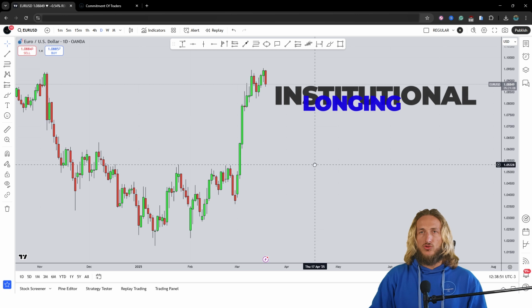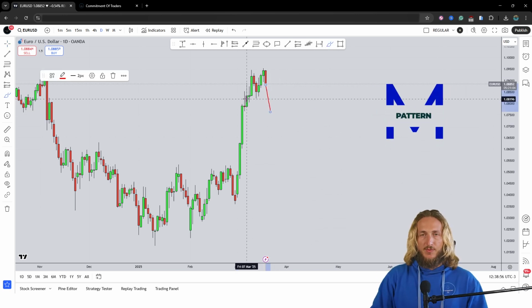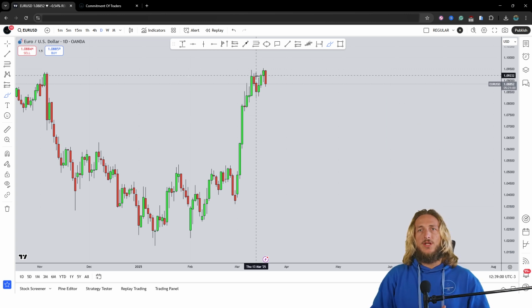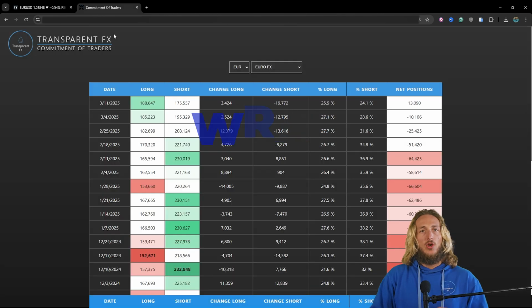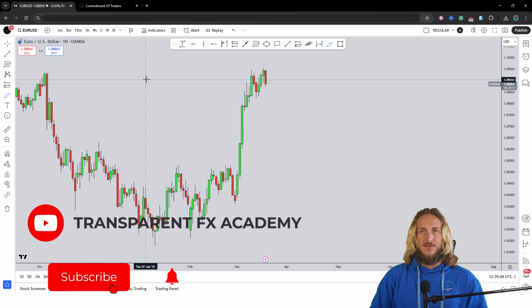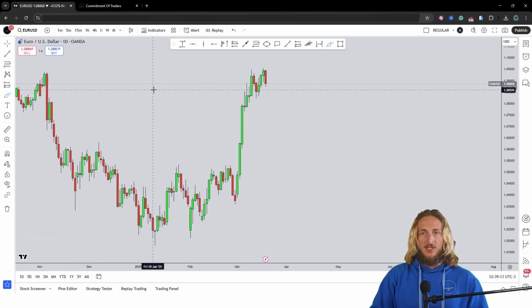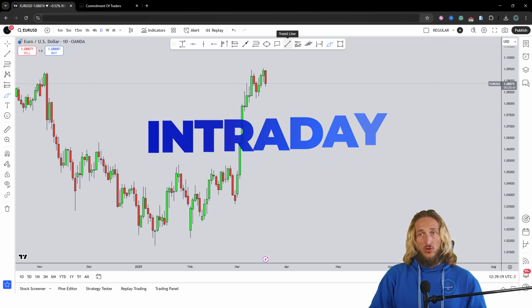So if the market creates this M pattern, what would I expect? Well, first of all, as my students know very well, trading is reactive and not predictive. The monthly, weekly, and daily timeframes combined with the COT data are the best timeframes when it comes to the directional aspect of the market. However, when it comes to identifying early shifts in the trend of a market, the best timeframes are the intraday timeframes, so 4 hour and lower.